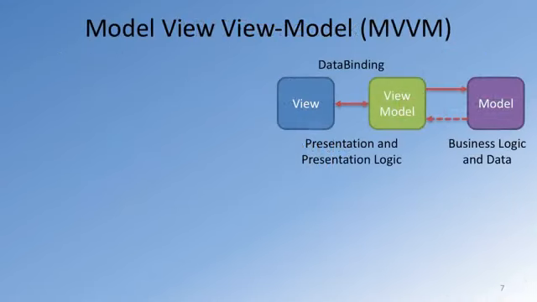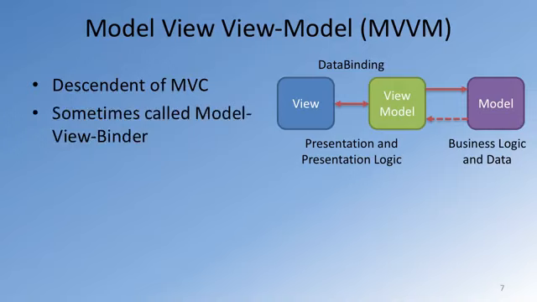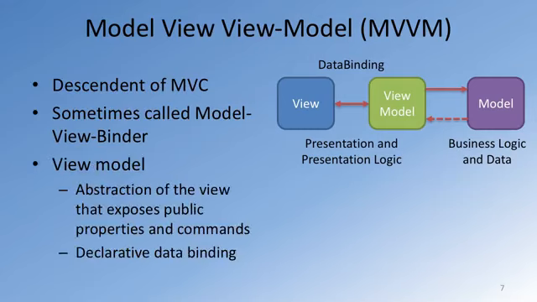Sometimes you hear people talking about the model view view model approach. The model view view model approach is in some sense a derivative of the model view controller approach. Sometimes you also hear people referring to it as the model view binder approach. In here, you have the model that represents the business logic and the data for your application. From the model, you derive a view model which encapsulates that part of the information that is required for rendering a specific view. So the view model is the abstraction of the view that exposes the public properties and the various commands that are available. So this provides a declarative data binding.